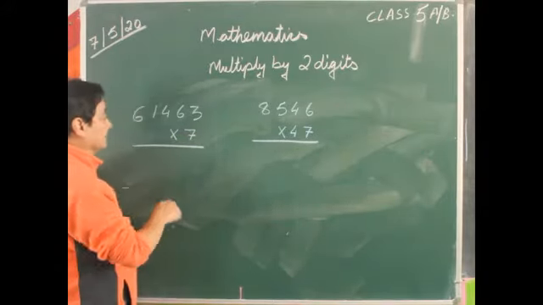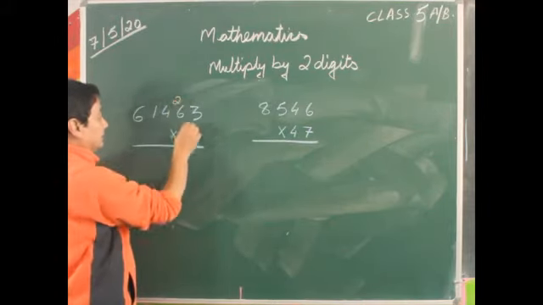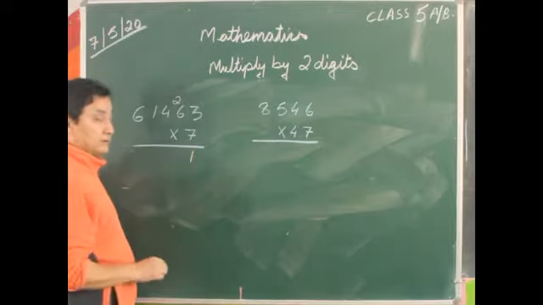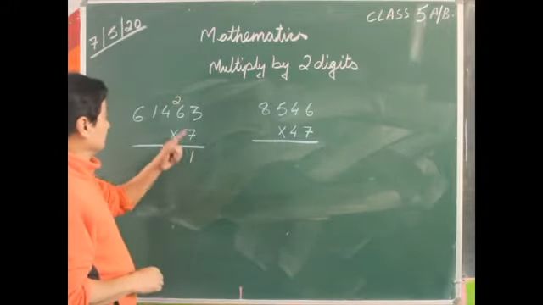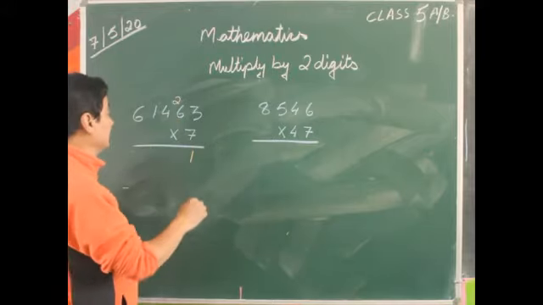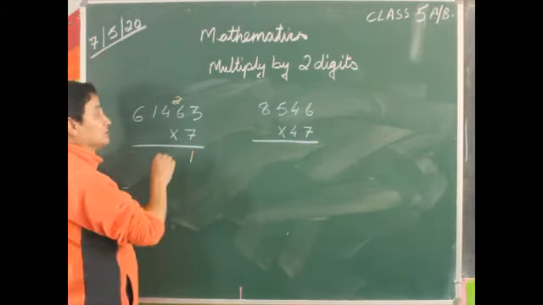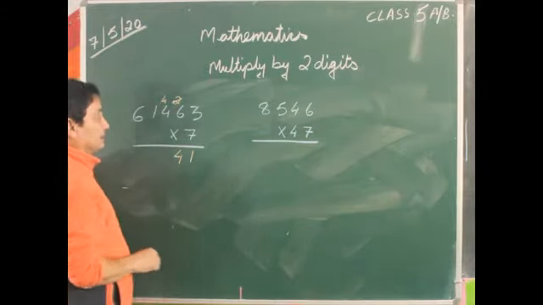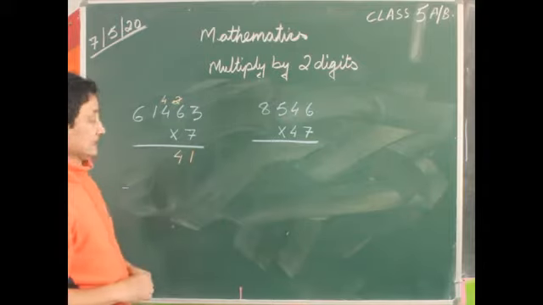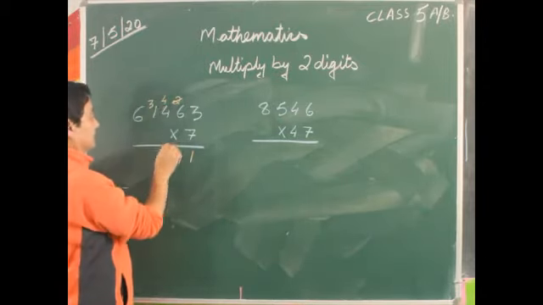So let's begin. 7 threes are 21. 21. 7 sixes are 42. Don't forget to add the carry number. 42 plus 2, 44. 7 fours are 28. 28 plus 4, 32.